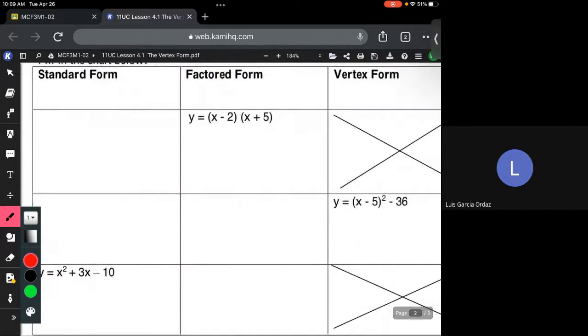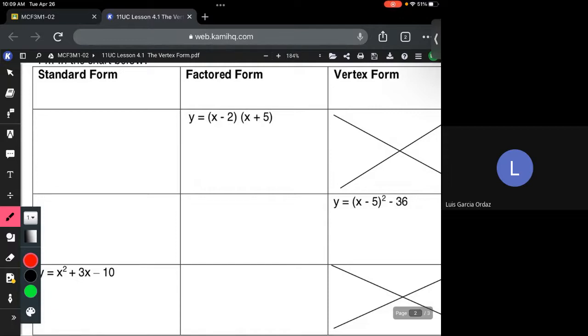So sometimes we have factored form, sometimes we have standard form, and other times we're given the vertex form. From vertex form, we can go to standard form and then factored form. From factored form, we can go to standard form. It'll be hard to get into vertex form from factored form. And in standard form, we can figure out our factored form and our vertex form.